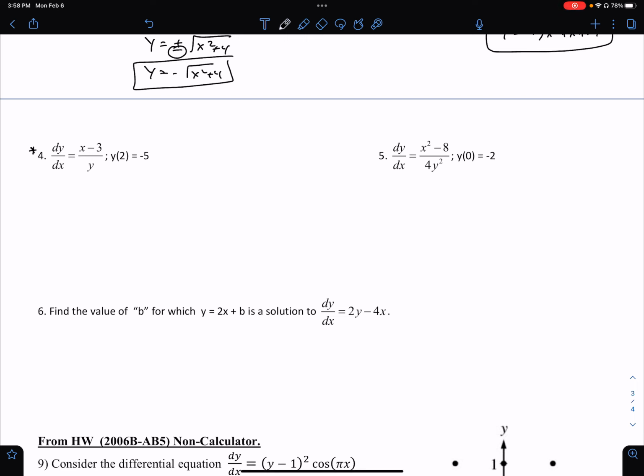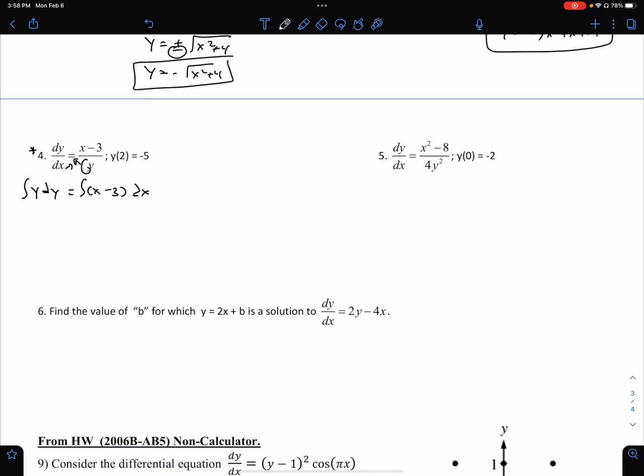We are going to, of course, multiply both sides by the y and the dx. We're just going to cross multiply here. So remember, we're going to get y dy equals x minus 3 dx. Remember, you want x's to one side, y's to the other. You don't want them on the same side. And the AP is going to reward you just for a point for that.